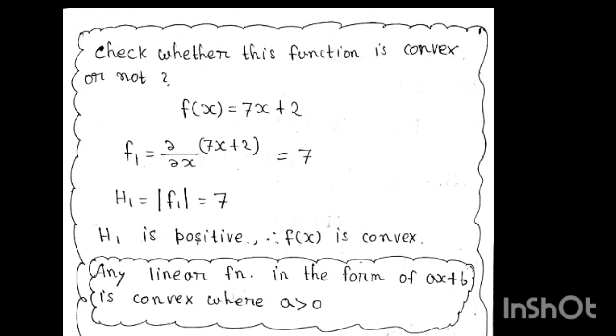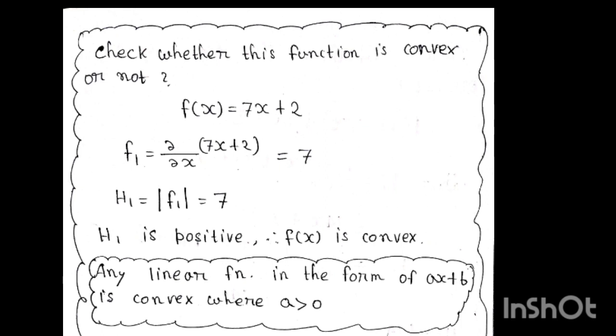The function is given as f of x equals 7x plus 2. If we find out f1, now you can remember what is f1. F1 is the partial derivative of the function with respect to x. So what will be equal to f1? F1 will be equal to 7. That means the entire function, that is 7x plus 2, if we differentiate it with respect to x, then that will be equal to 7. So H1, the determinant of H1 is equal to f1 is equal to 7.